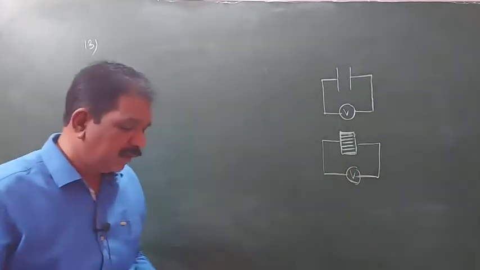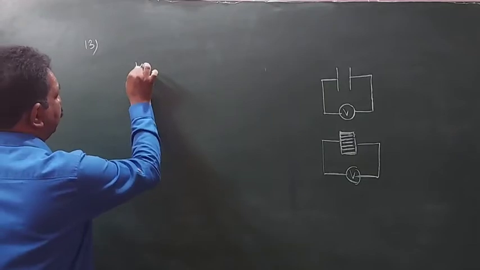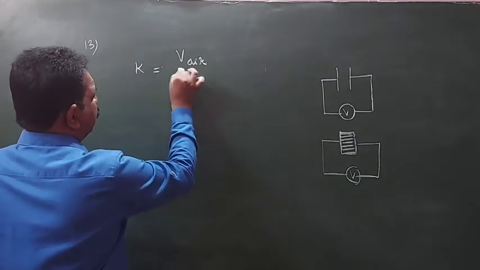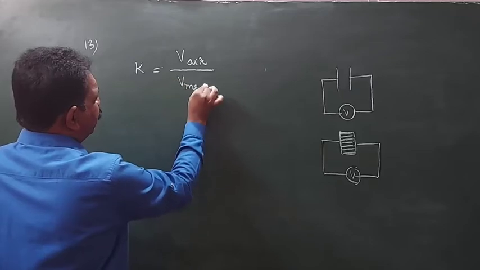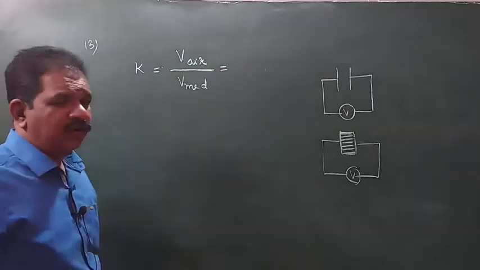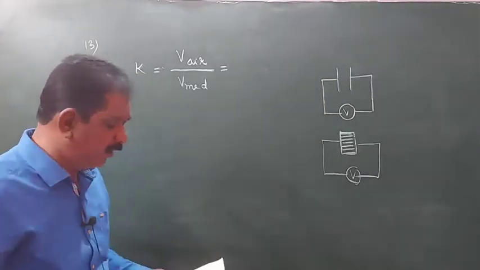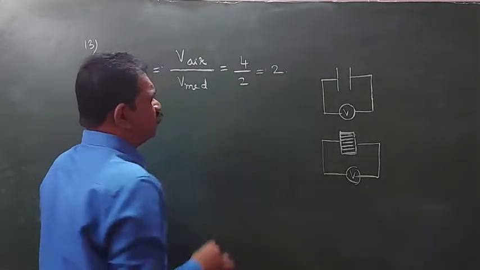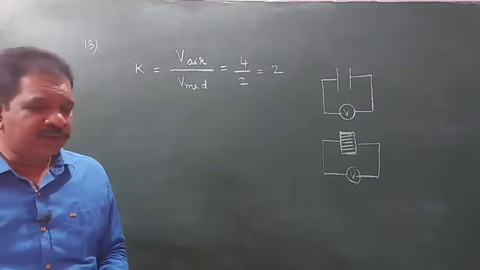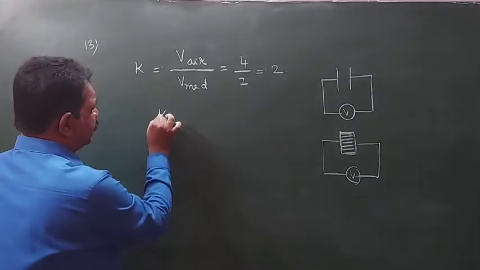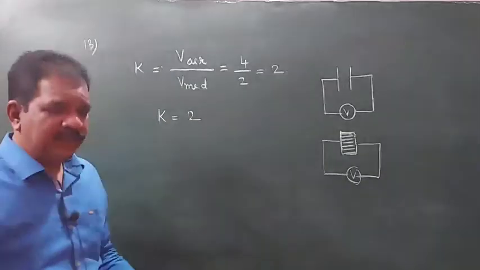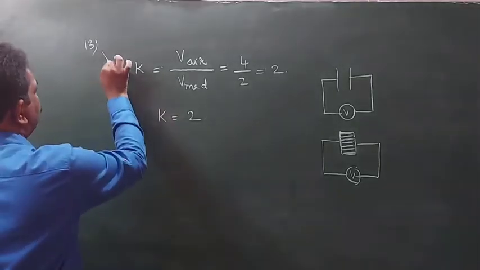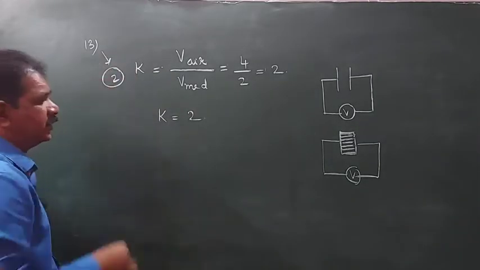That is the question. So here the dielectric constant formula is V air by V medium. This is the formula. V air value will be 4. V medium value they gave as 2 volt. 4 by 2 means 2. So the dielectric constant value is equal to 2. So the 13th question will be the second option.